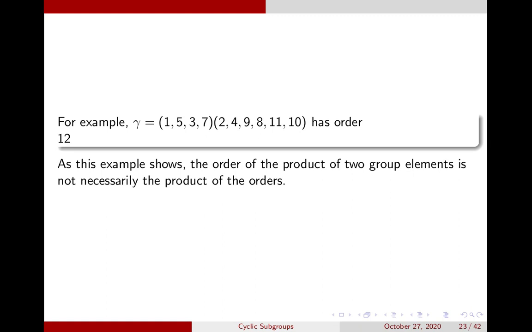So one thing this example shows, thinking of it as a counterexample, is that the order of the product of two group elements is not necessarily the product of the orders. Here is a cycle of length 4, here is a cycle of length 6. If you multiply the orders, you get 24. But the order of the product is not 24, it's 12.